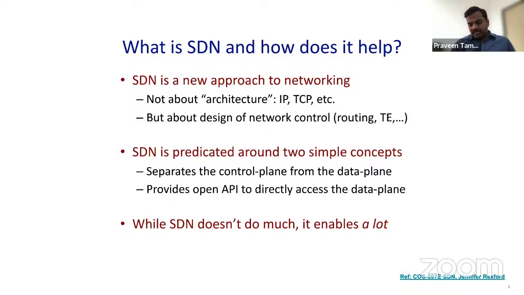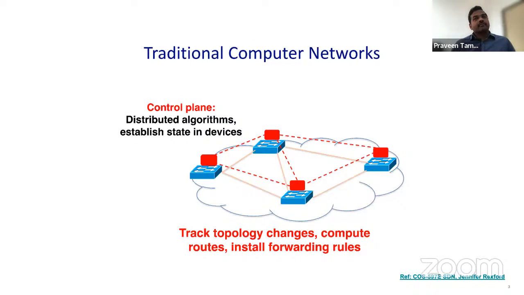So while SDN doesn't do much itself, it enables a lot. To be more specific, in traditional networks, you have distributed algorithms running in the control plane, listening to network events like topology changes or advertisements, and modifying state or establishing state in the network devices.